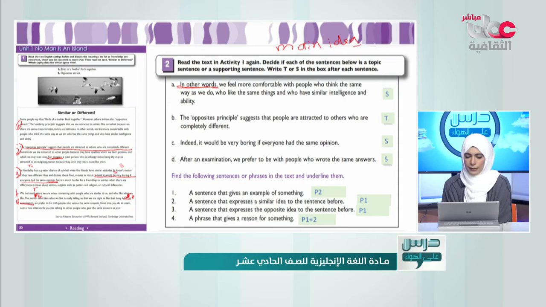We have also a sentence that expresses a similar idea to the sentence before. We have a sentence, and then in the second sentence or in the supporting sentence, the writer is trying to support the same idea, saying the idea using some different words. We can find that in paragraph number 1. In other words, others believe, or here we have in other words, in paragraph number 1, expresses the same idea.